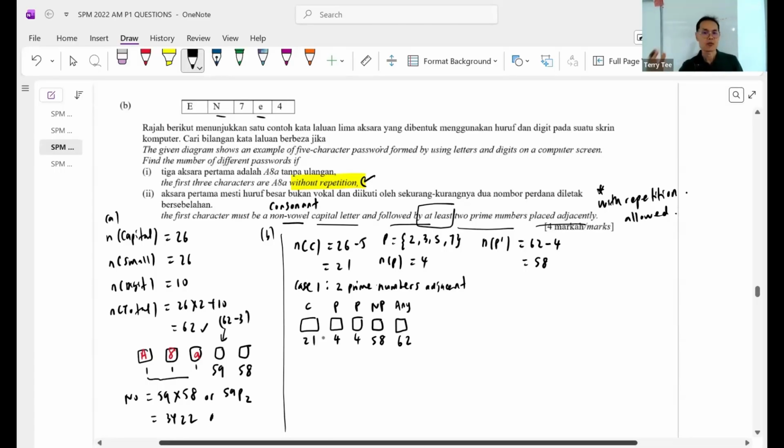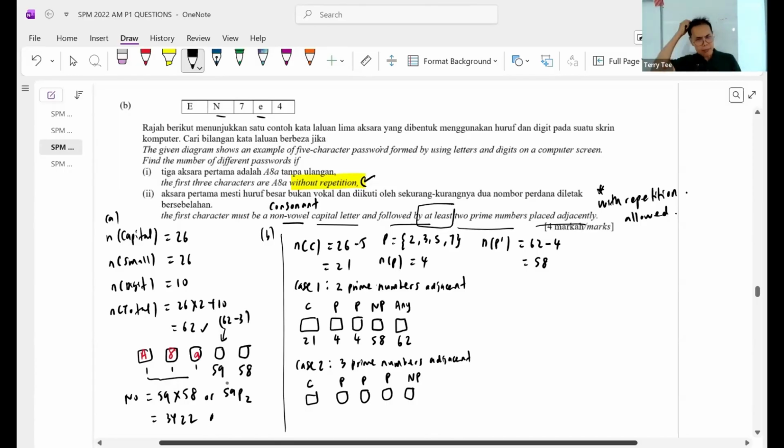Let me list out all the cases, then add together, because I don't want to write so many totals. Okay, case number 2. Now you have 3 prime numbers that are adjacent. I just put adjacent, I don't write so many things. So I put a blank, blank, blank, blank, blank. First one is consonant. Next one, prime, prime, prime. Can I say any here? No. I must say non-prime. Why? This is exactly 3 primes next to each other.